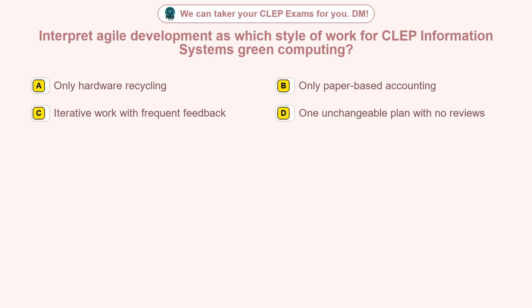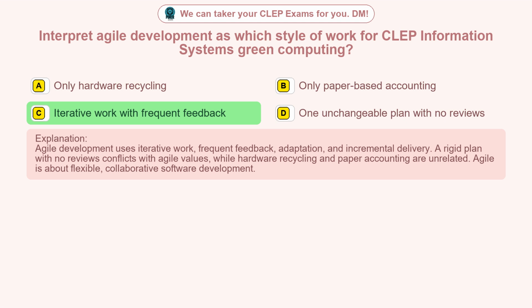Question 70. Interpret agile development as which style of work for CLEP Information Systems green computing? Option A. Only hardware recycling. Option B. Only paper-based accounting. Option C. Iterative work with frequent feedback. Option D. One unchangeable plan with no reviews. The correct answer is option C. Iterative work with frequent feedback. Agile development uses iterative work, frequent feedback, adaptation, and incremental delivery. A rigid plan with no reviews conflicts with agile values, while hardware recycling and paper accounting are unrelated. Agile is about flexible, collaborative software development.